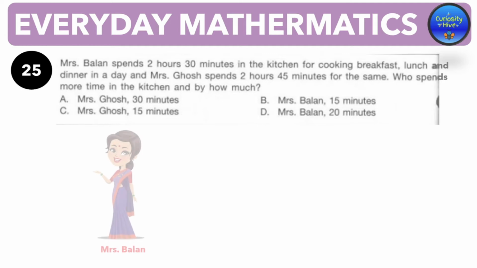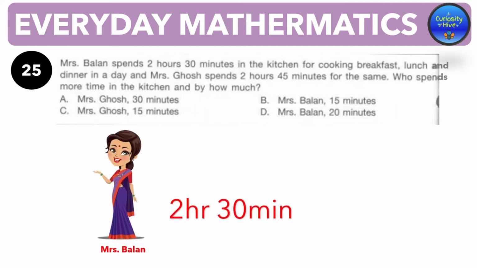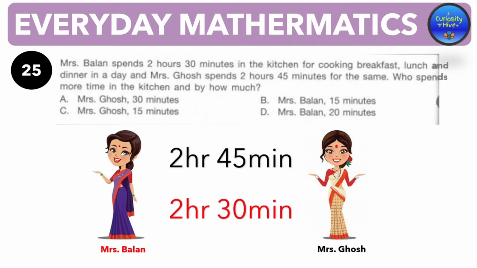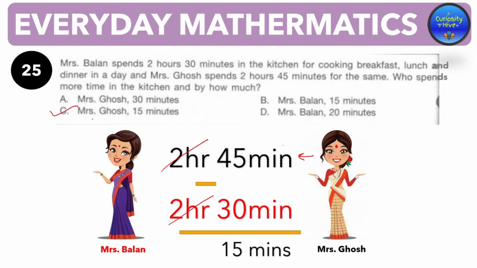Now Mrs. Balan spends 2 hours 30 minutes and Mrs. Ghosh spends 2 hours 45 minutes. So clearly the greater time taken is by Mrs. Ghosh. Now to find how much more, we need to subtract these two times. Since the hours are same, we should focus only on the minutes, and 45 minus 30 is 15 minutes. So our right answer is option C, Mrs. Ghosh taking 15 minutes more than Mrs. Balan.